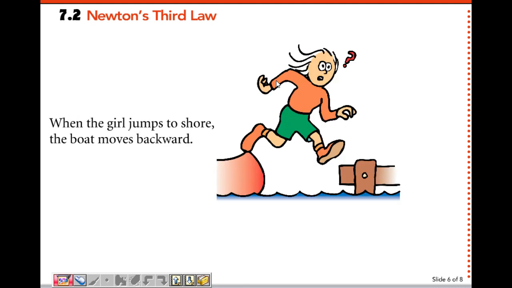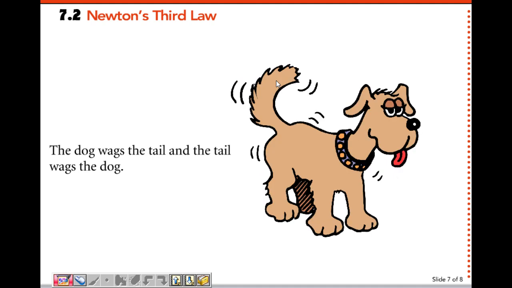So here's kind of a picture. When this girl jumps to shore, the boat moves backwards. She's pushing on the canoe to get onto the dock, and the canoe's pushing back on her, which allows her to move forward, but the boat moves backward. Another weird way of thinking about it is that the dog wags its tail, but the tail also wags its dog. So the dog exerts a force on its tail, and the tail also exerts a force back on the dog.